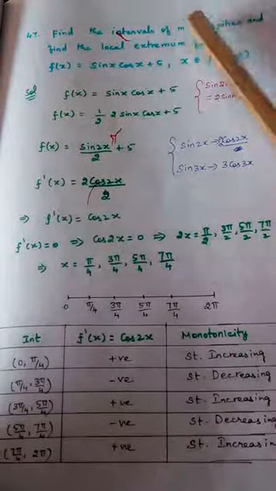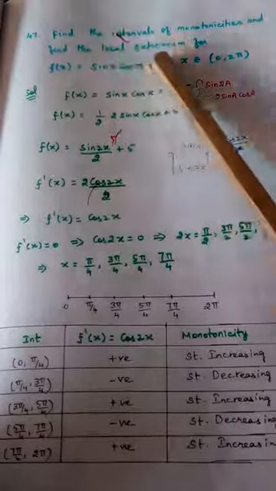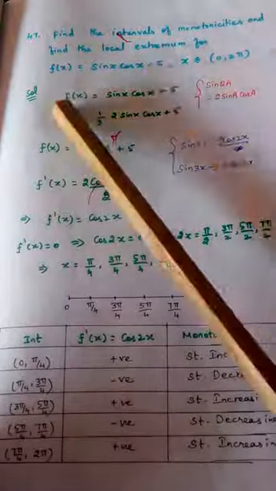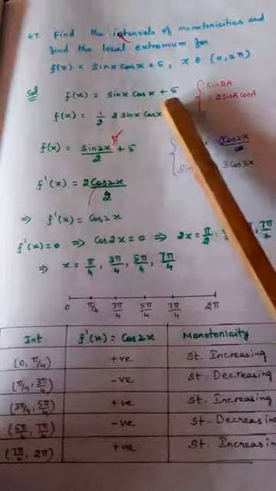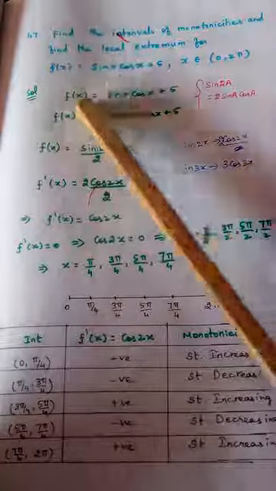Again same type of problem. We need to find two things. Intervals of monotonicities, that is the first question. Find the local extremum is the second question. This is the function given. So f of x is the question given to us. Usually what we will do after this, we will differentiate one time.